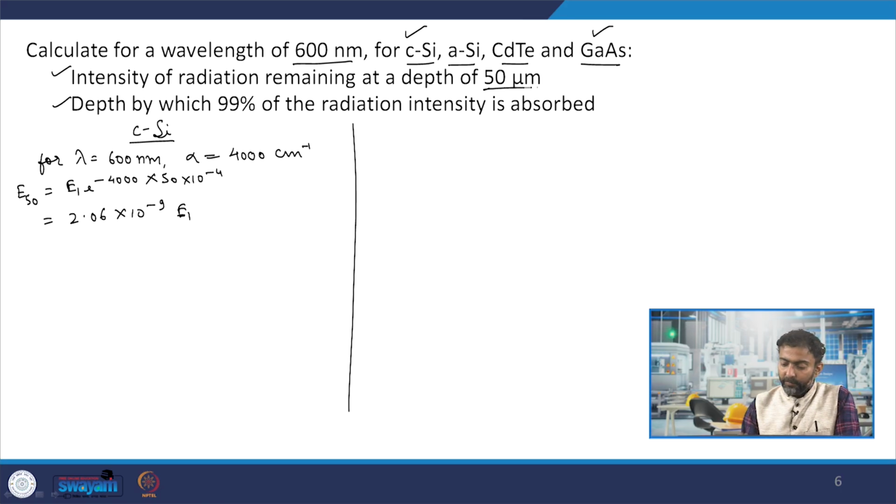So what you see is that it is almost close to 0. So by a depth of 50 micrometer, almost complete absorption of this wavelength of 600 nanometer has happened already. I mean, much before that probably, because here it is 10 to the power minus 9.